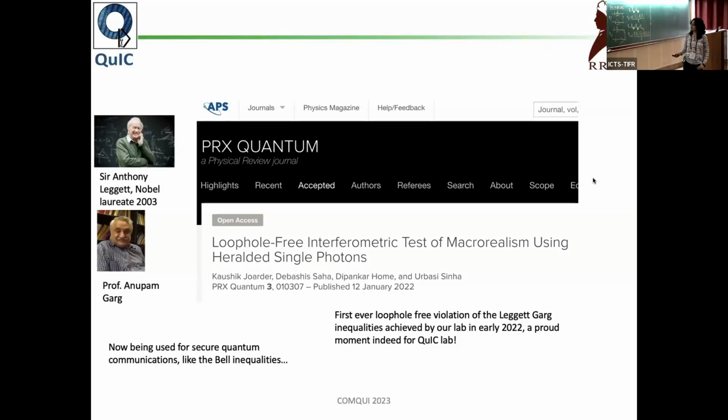So I would say that, again, this has taken several decades. Many people have done many experiments to close individual loopholes, a bit like the Bell literature, but we have been able to do an experiment where we have closed all of them. And this is very important because now you can use this without any inhibition for secure quantum communications, just like the Bell inequalities. And this is something we are already doing.